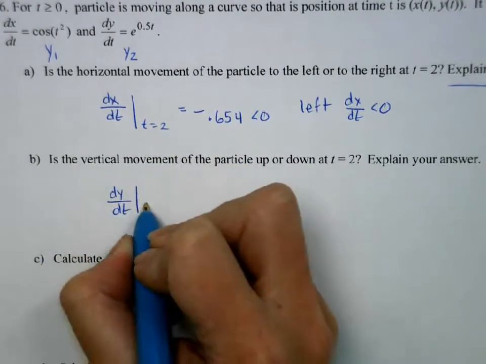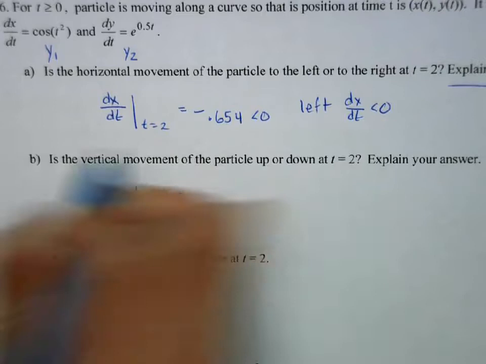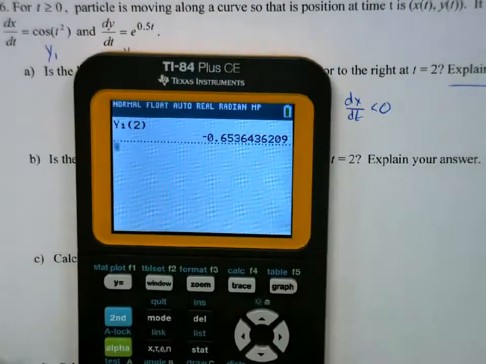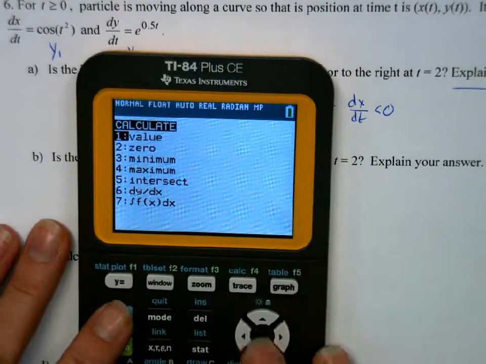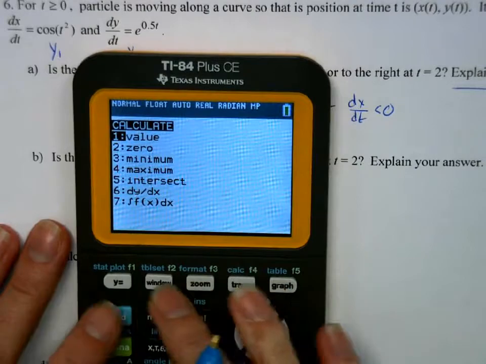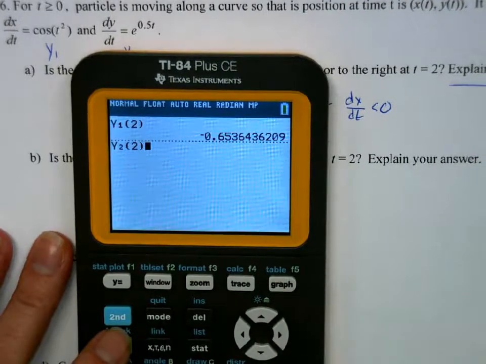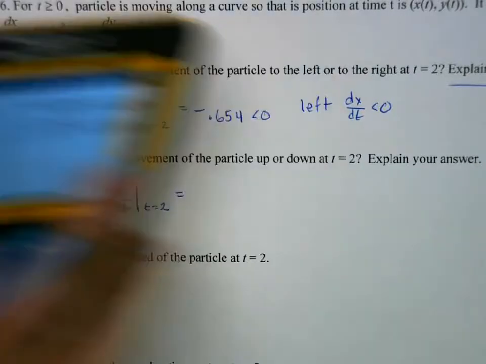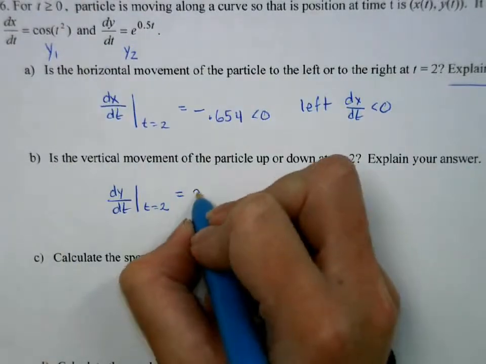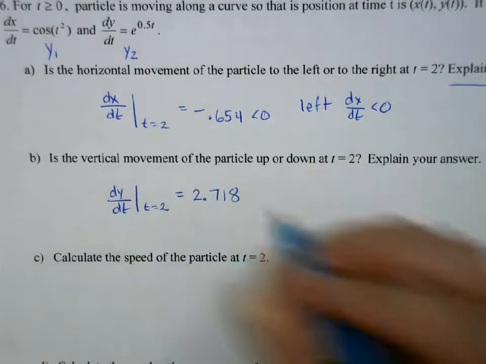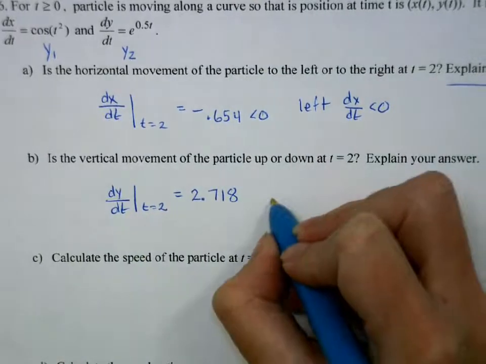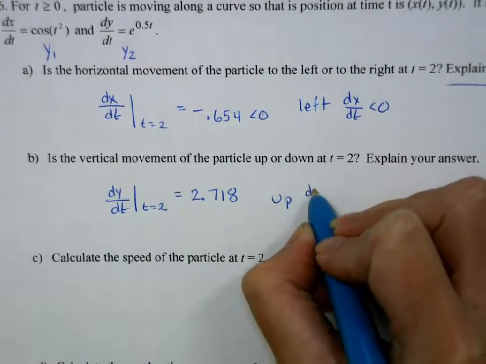Vertical is going to be dy dt evaluated at t equals 2. So in my calculator, that's y2 evaluated at 2. So 2.718. So is it moving up or down? It's moving up because dy dt is greater than 0.